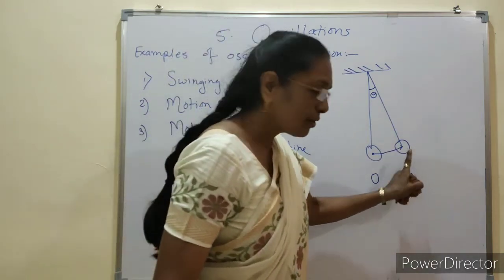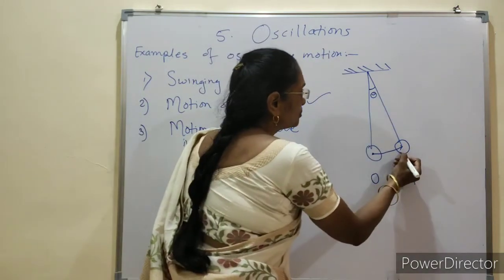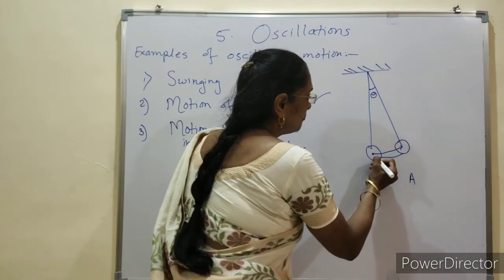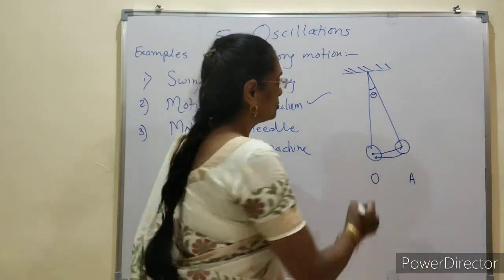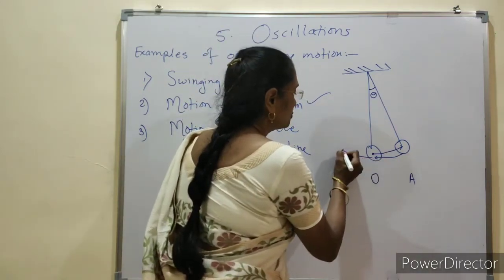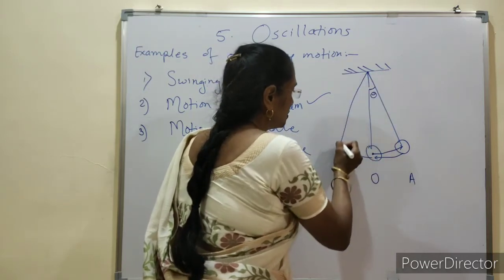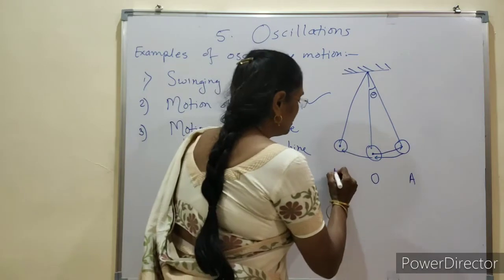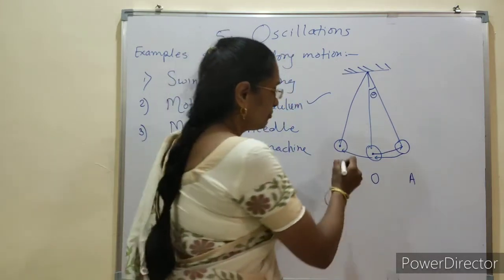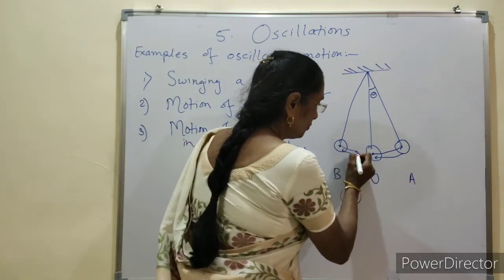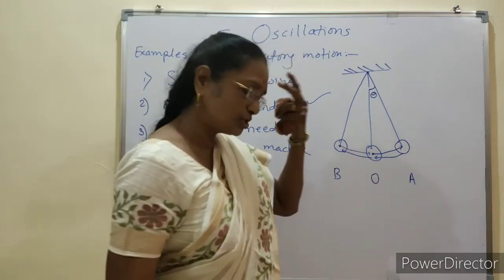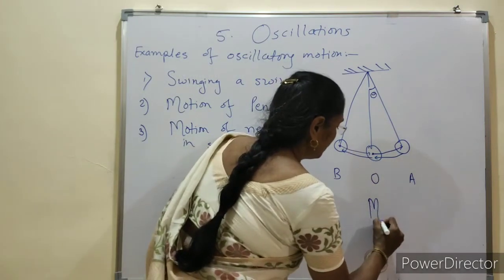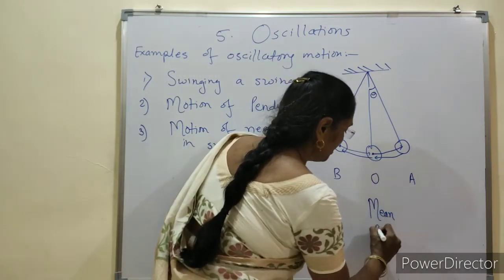If it is released from A, it moves again towards the mean position or original position, then it goes towards the left position like this. That position is denoted by P. From this also it again comes to the original position. This original position is called the mean position.